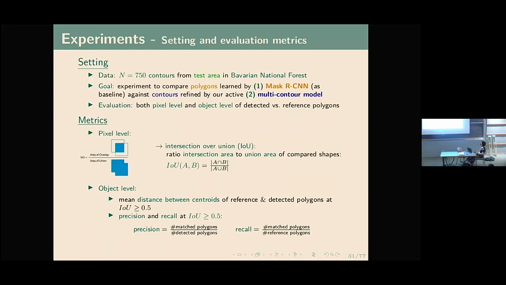We use these three metrics for quantifying match quality. The mean distance between centroids of matched polygons is used for the match quality. The precision is defined as the fraction of detected polygons that were matched to a ground truth polygon. The recall is defined as the fraction of the ground truth polygons that are considered a match.